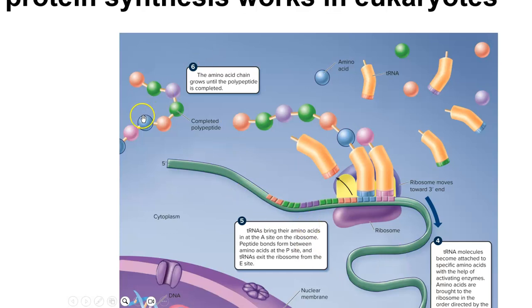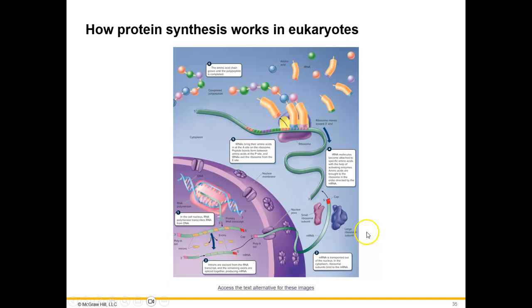And then our amino acid chain is going to become our polypeptide chain. It will be released and go off to other organelles to be sorted and folded into the right protein shape for the right function.